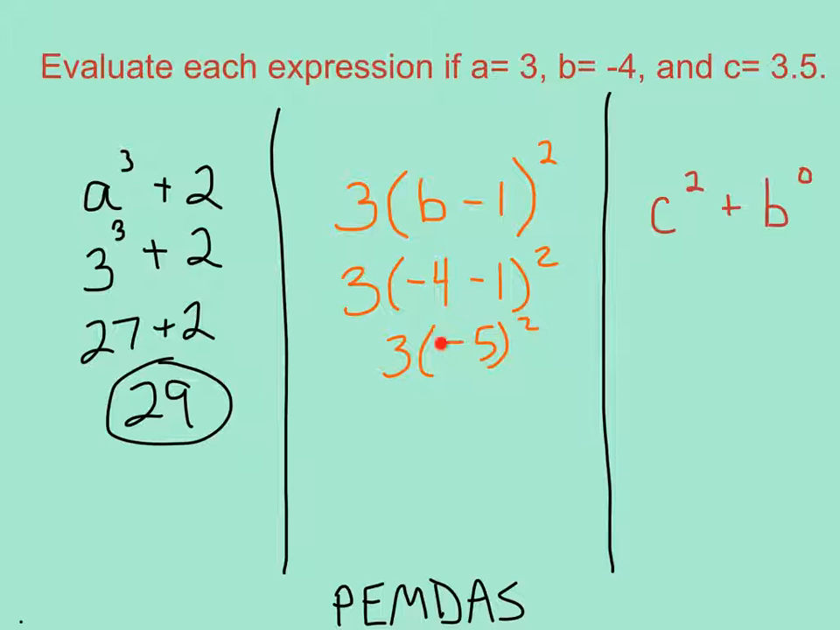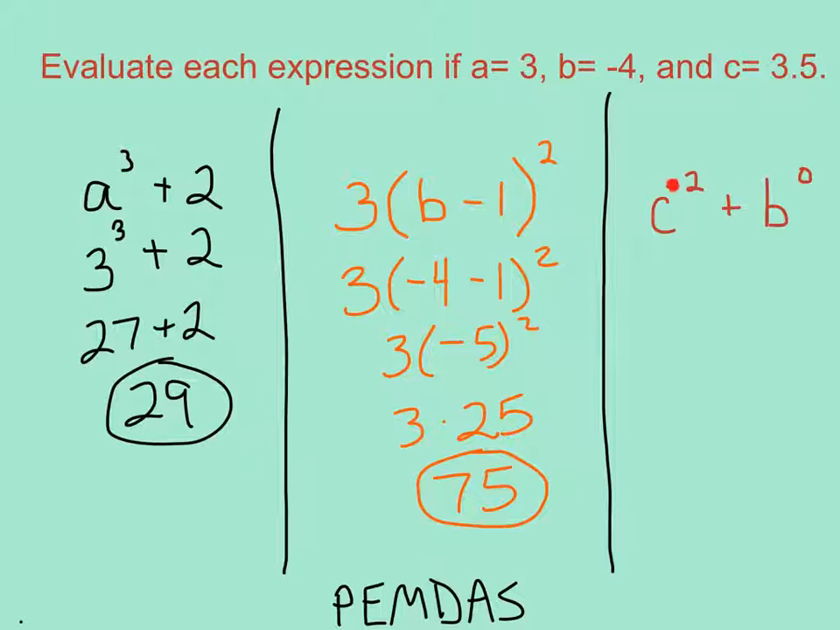And now I have a multiplication problem here, but I have an exponent here, and exponents come before the multiplication and division step. So I'm going to do -5 squared. And that would be -5 times -5, which would give me a positive 25. And now that leaves me with timesing it by 3, which would be 75. Notice how I'm showing all my steps.